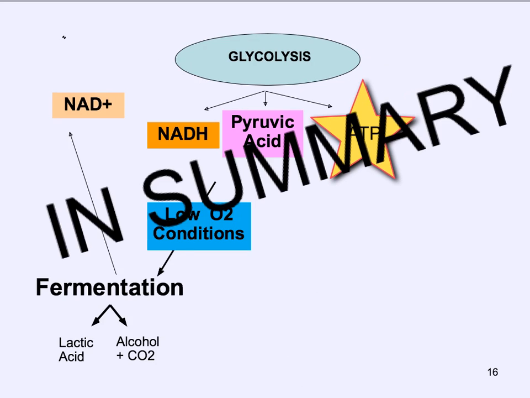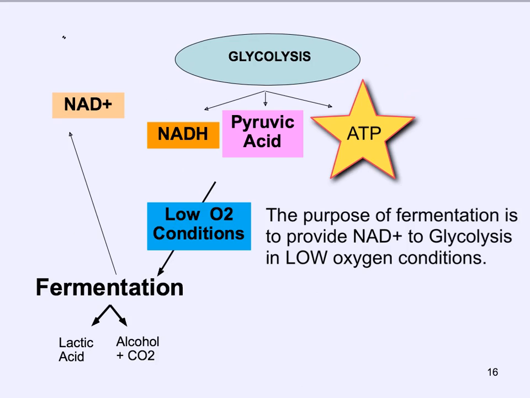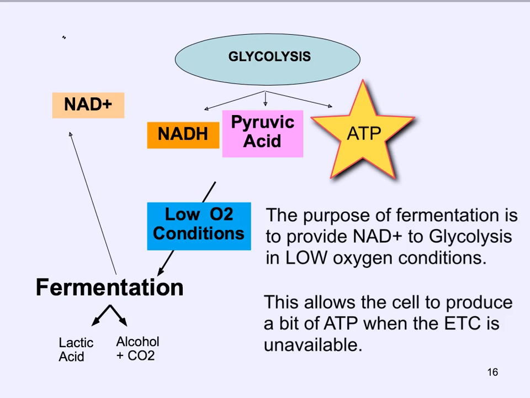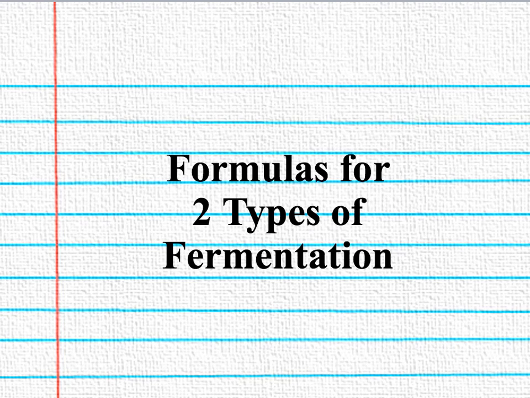Okay, let's summarize all of this. The purpose of fermentation is to provide a supply of NAD positive to glycolysis in low oxygen conditions. This allows the cell to produce a bit of ATP when the electron transport chain is unavailable. So now that you understand the purpose of fermentation, let's consider the equation for each type.